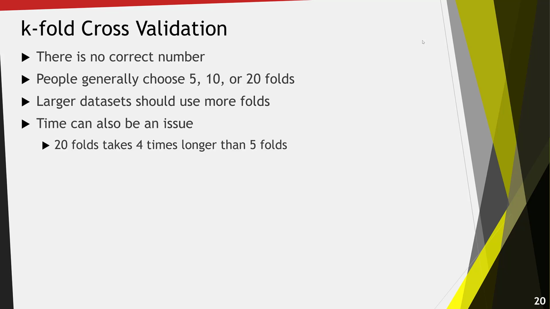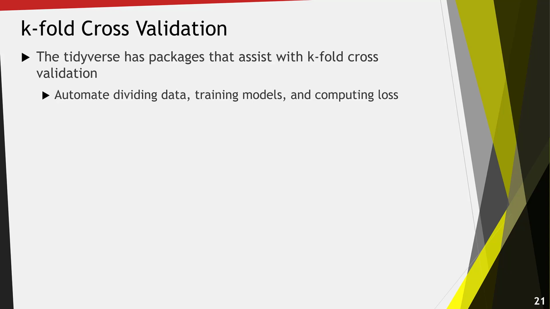In general, people choose 5, 10, or 20 folds. Larger data sets should use more folds. Be aware though that time can be an issue. 20-fold cross-validation takes 4 times as long as 5-fold cross-validation. With complicated models, these additional cross-validation steps can take a very long time, so computation time may eventually become a consideration. The Tidyverse includes packages that assist with k-fold cross-validation. They include features for automatically dividing data, training models, and computing loss.